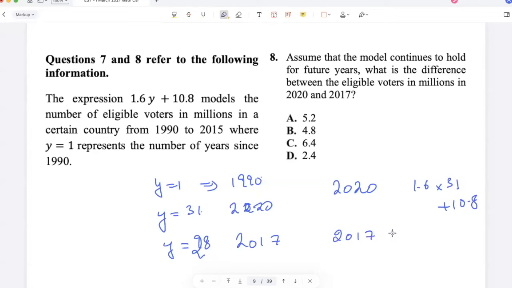And 2017, it would be 1.6 into 28 plus 10.8. So the difference is going to be 1.6 into 3. So that's 4.8. Option B.